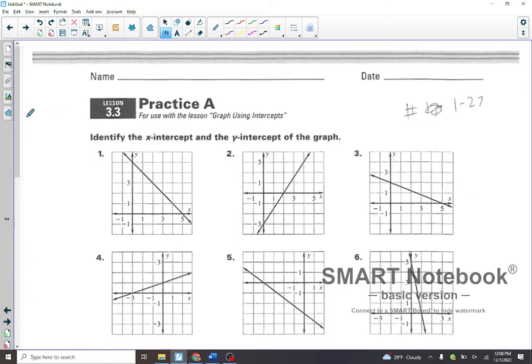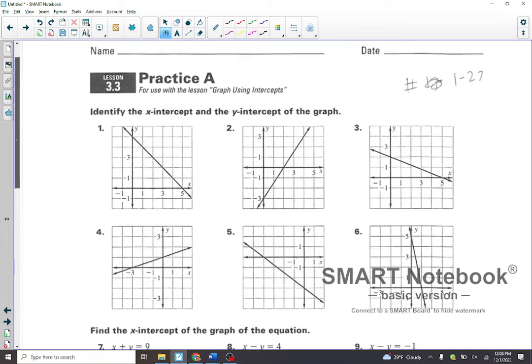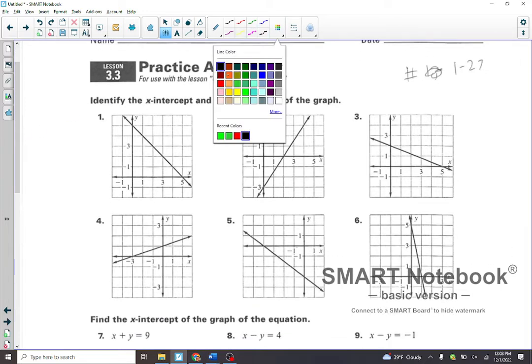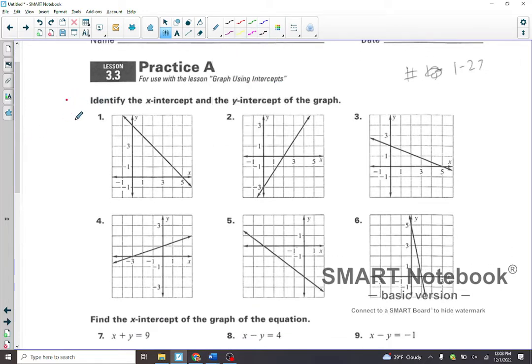All right, 3.3. Identify the x and y intercept. Remember, the x-intercept is where it hits the x-axis, and the y-intercept is where it hits the y-axis. So the x-axis is over here. It hits it at positive 5. So my x-intercept is (5, 0). That is my x-intercept, or x-int to be short.